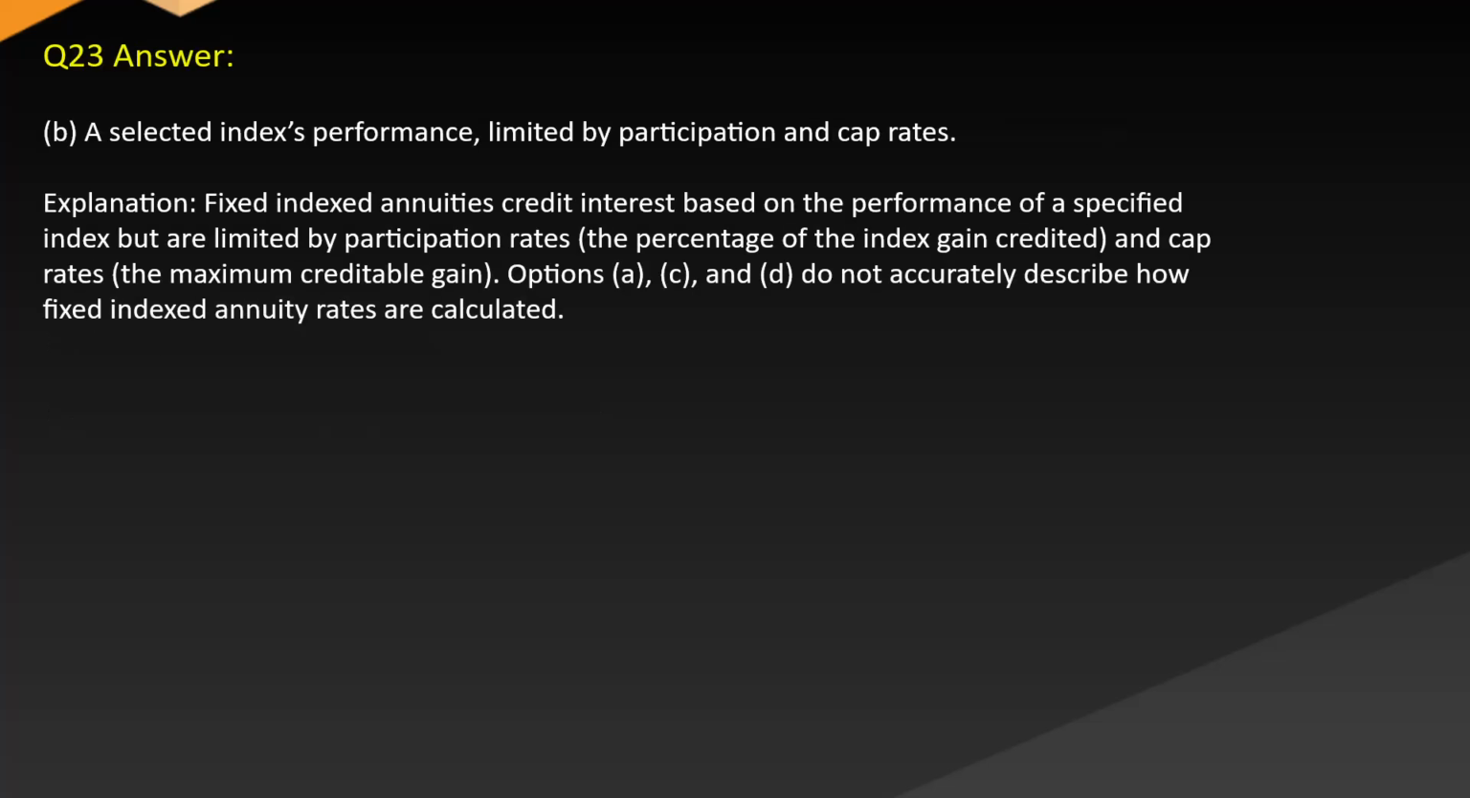Answer B. A selected index's performance, limited by participation and cap rates. Explanation. Fixed indexed annuities credit interest based on the performance of a specified index but are limited by participation rates, the percentage of the index gain credited, and cap rates, the maximum creditable gain. Options A, C, and D do not accurately describe how fixed indexed annuity rates are calculated.